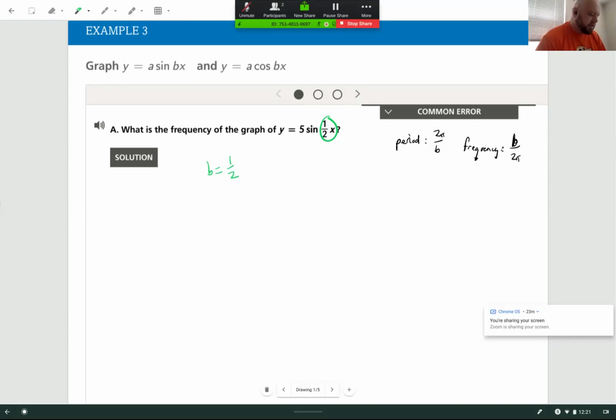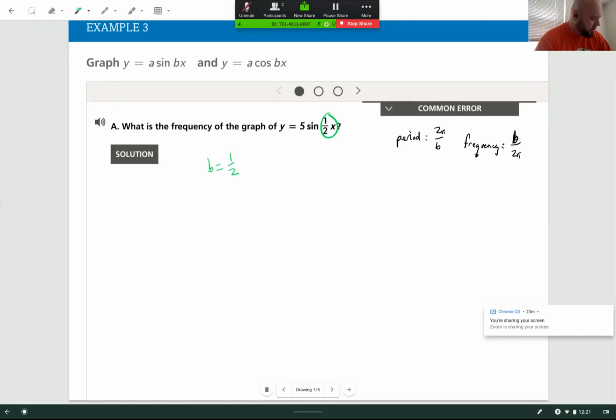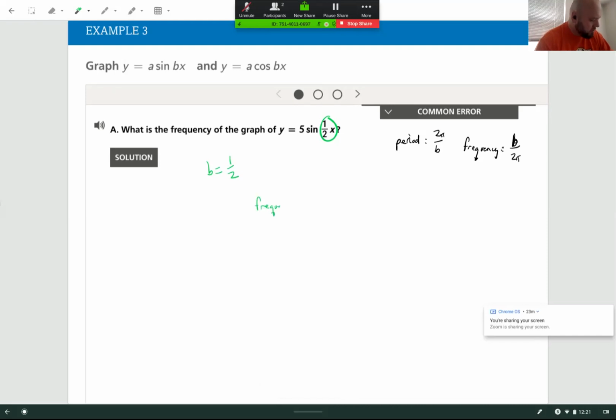And so our frequency is 1/2 over 2 pi. And you might be confused with dealing with a fraction inside of a fraction, but remember, we've talked about compound fractions already this year.